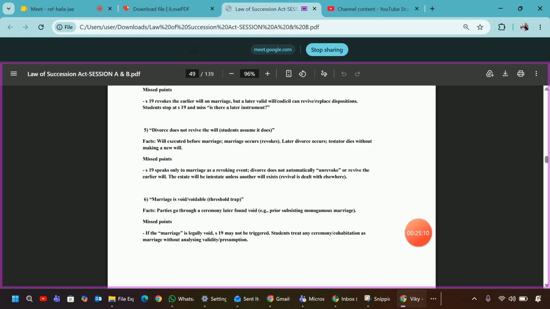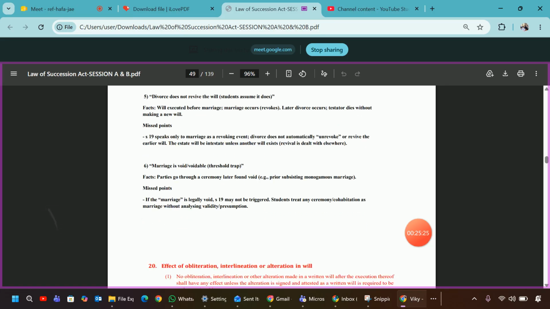Section 19 speaks only to marriage as a revoking event. Divorce does not automatically unrevoke or revive the earlier will. The estate will be intestate unless another will exists. Revival is dealt with elsewhere.